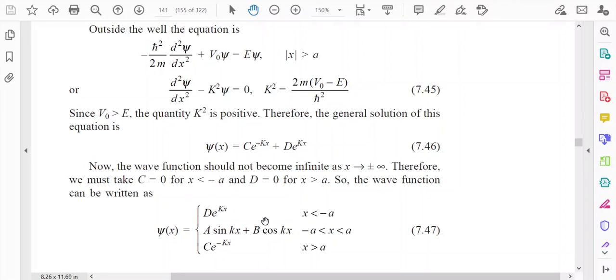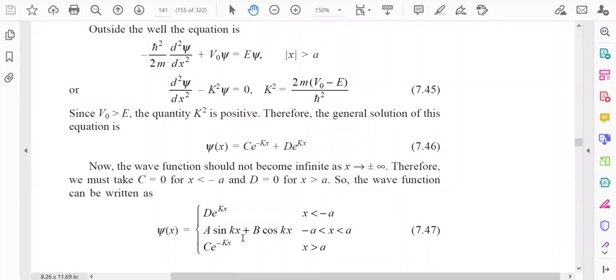So I have already discussed this fact: when x is less than minus a, at that side x can only be minus infinity, but there is no problem if x becomes minus infinity here, because at that position this factor will be 0.